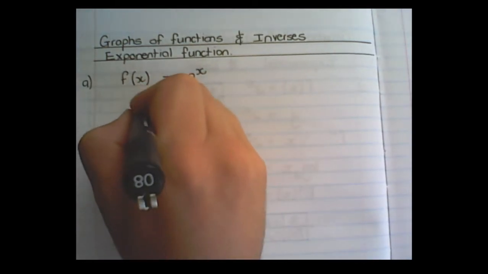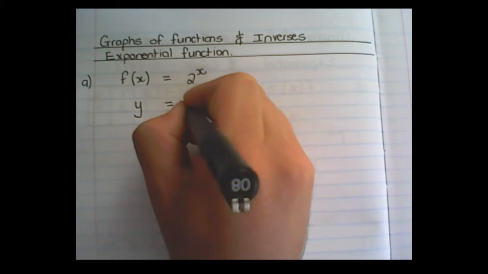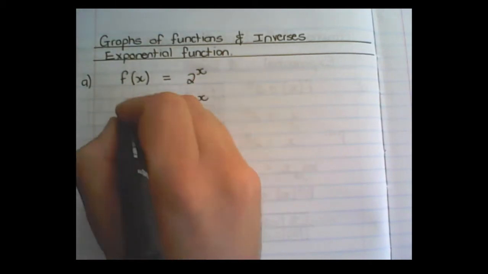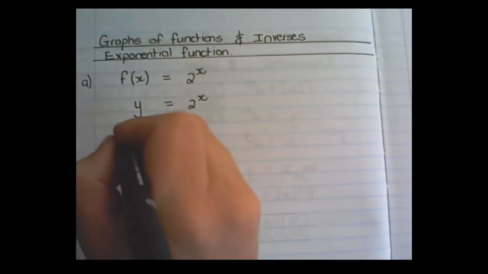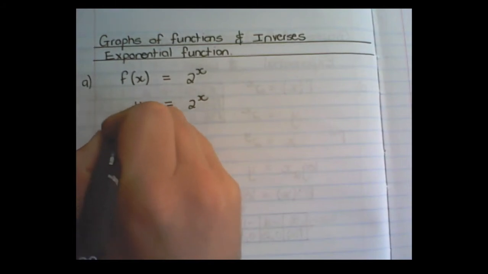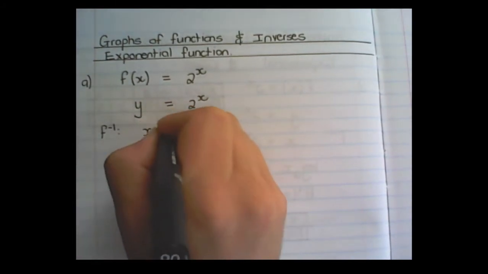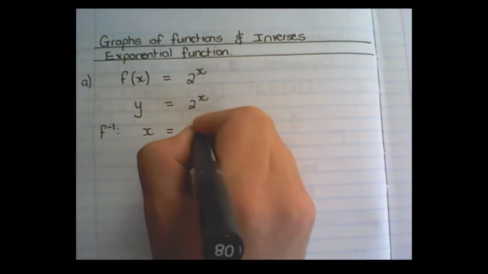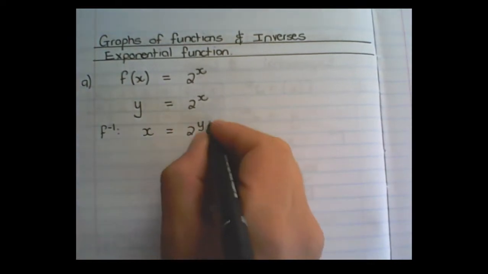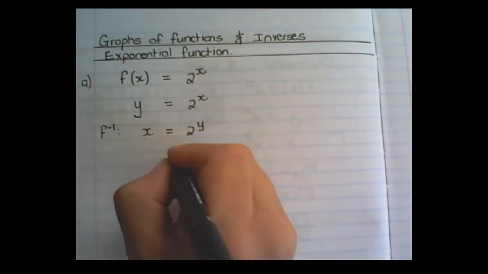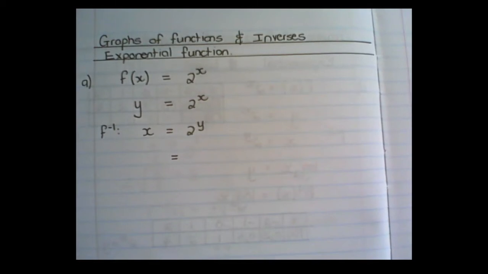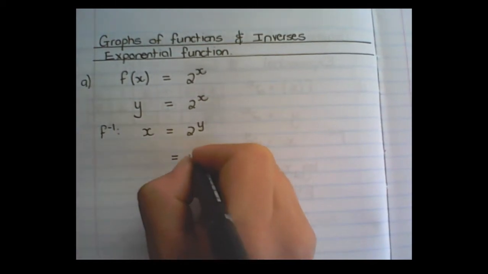The 4 steps are: step 1, replace f(x) with y. Step 2, to create the inverse, we swap x and y's position. Step 3, we find y, or solve y in terms of x.